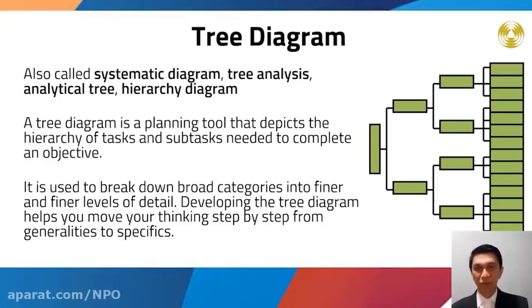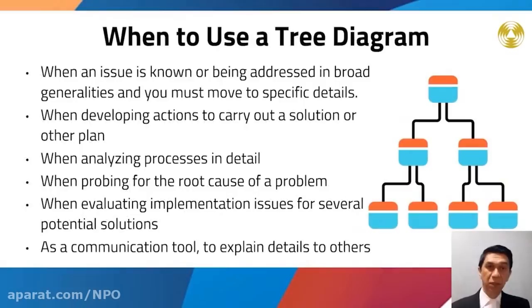So when do you use a tree diagram? Number one, when you already know an issue and you have to move from generalities to specifics and to finer levels of detail. Number two, and this is where I will be giving you an example, is when you already have the root cause of the problem and you are in the process of developing actions to carry out solutions or other plans. Next is when you analyze processes in detail. And again, as I mentioned, you can also use this to arrive at the root cause of a problem. You can use a tree diagram when evaluating implementation issues for several potential solutions. And of course, as a communication tool to explain details to others. So a tree diagram actually has several uses.